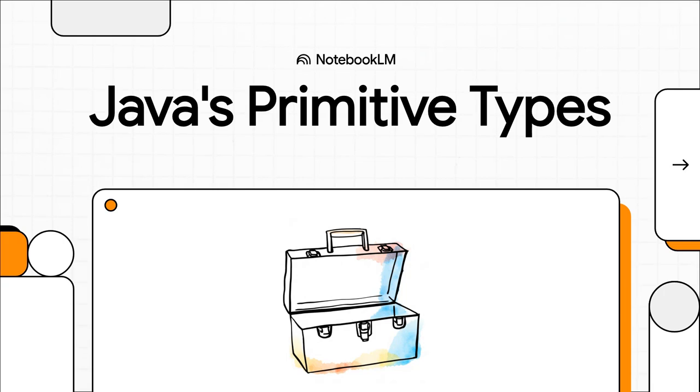Have you ever stopped to think about how a computer actually thinks? I mean, how does this incredibly complex machine handle something as simple as a number, a single letter, or just a plain old yes or no? Well, today, we're going to open up the essential toolbox that every single Java programmer needs to understand to answer that exact question. We're talking about Java's primitive types.